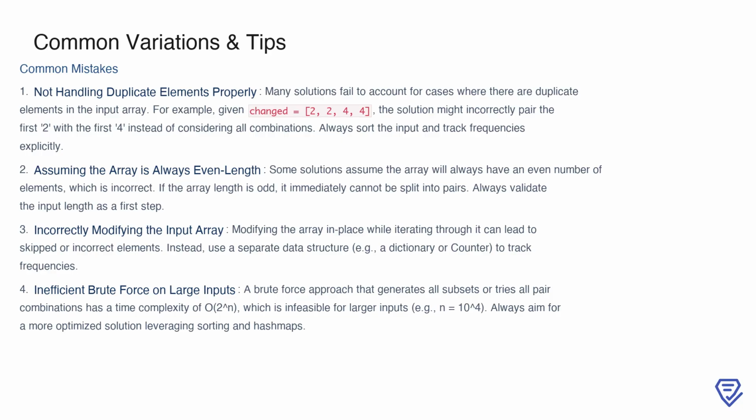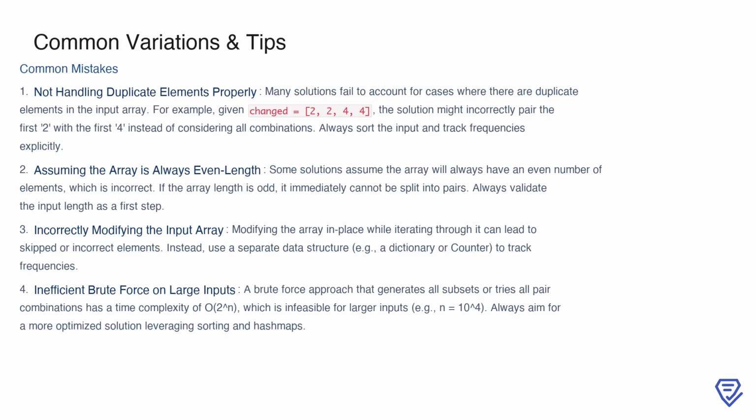Another frequent issue is assuming the array always has an even length. If the array length is odd, it's impossible to split it into valid pairs, so checking the input length should be your first step. A third mistake involves directly modifying the input array while iterating through it. This can cause elements to be skipped or processed incorrectly. Instead, use a separate data structure, like a dictionary or a counter, to manage frequencies.